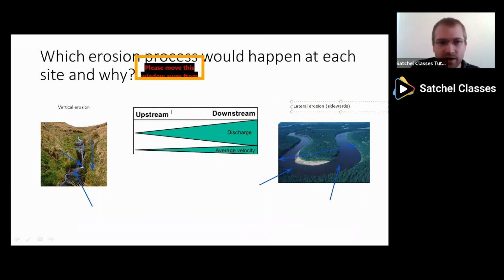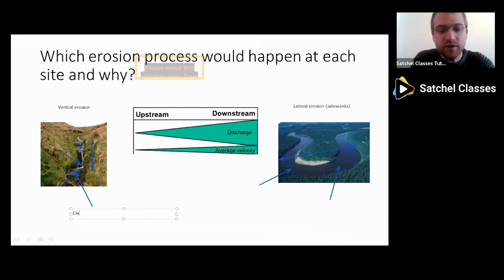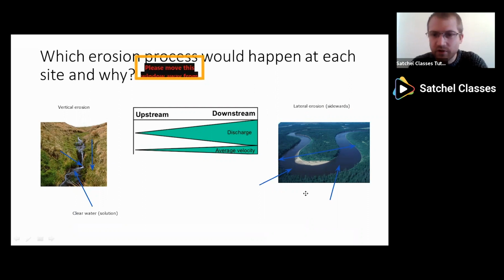Okay, so if we continue, so right at the bottom, this can be matched with both. I guess if there's clear water, we could potentially argue that solution is taking place. And this idea can be matched over here. We can't see, the water isn't looking murky, so clear water could mean that solution is taking place.